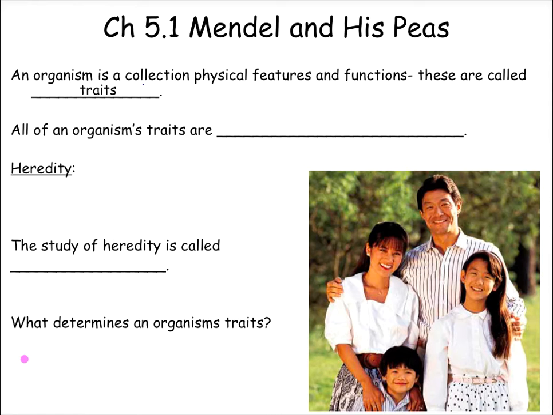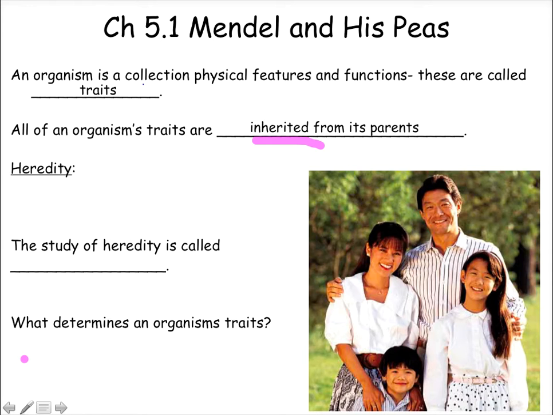Now, the unique combination of traits that an organism has are not just random. In fact, all of an organism's traits come from somewhere. They are inherited from the organism's parents. That word inherited, I hope that you're familiar with it. It means passed down from a previous generation.